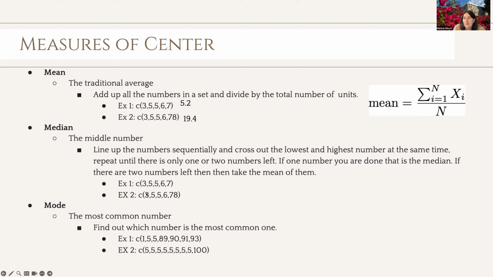So if we do this for example 1, you're going to cross out 3 and 7. You're going to cross out 5 and 6. Pause, decide what you think it is. It's just 5. Easy peasy, right? So the median is really easy to calculate, and it also is much more resistant to outliers because there's no sort of addition and averaging happening there. It's maybe sometimes less informative. It's not as commonly used, but it is more robust to outliers. So there's going to be certain cases where we find that it's much more helpful.